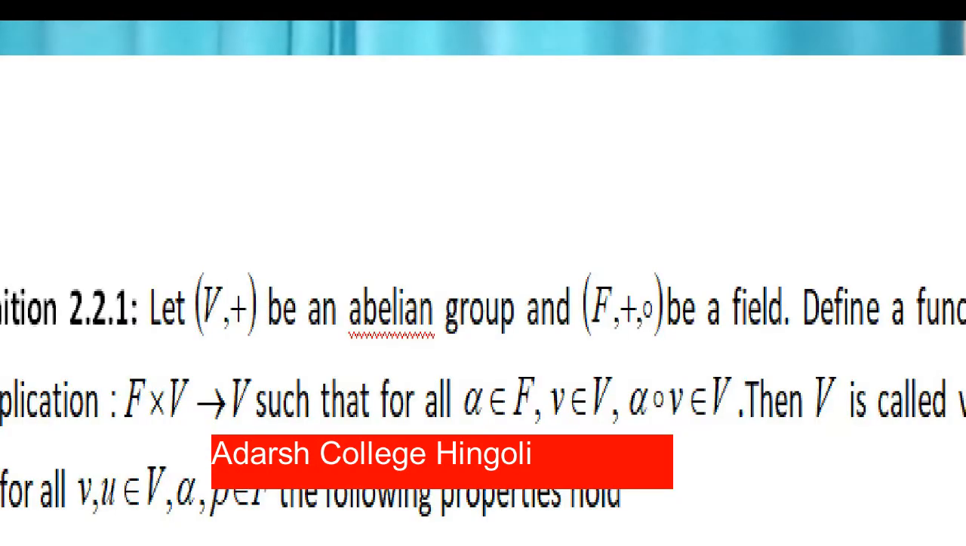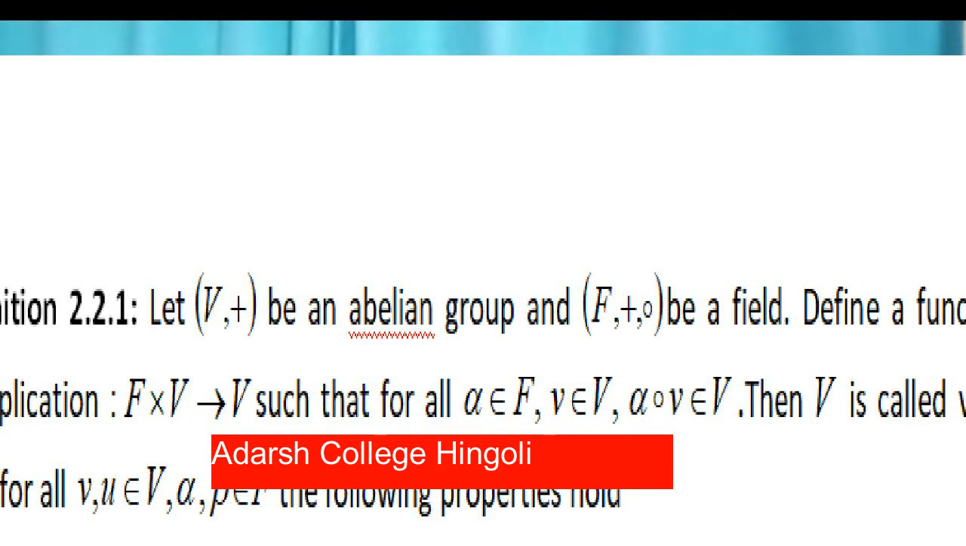Now we see what is meant by vector space. Let V with a binary operation plus be an abelian group, and F with two binary operations, which we denote by the symbols plus and dot, be a field. Now we combine these two sets V and F by taking a binary operation on F cross V, and the product of these two sets is again an element of V.